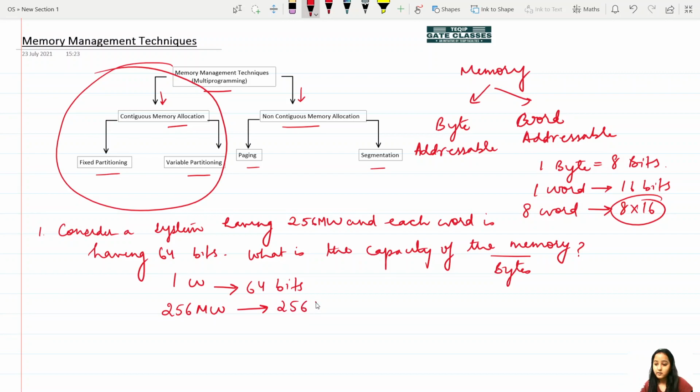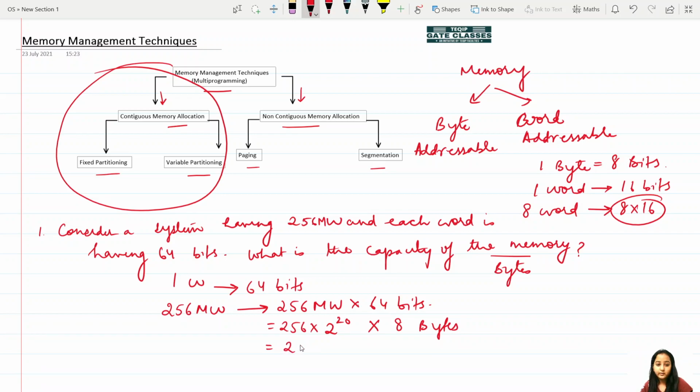256 M words into 64 bits, right? Because the system is of 256 M words. So you know what is the value of M here? 2 raised to power 20, mega, into 8 bytes, because I have to convert these bits into bytes. So I have written here in bytes.